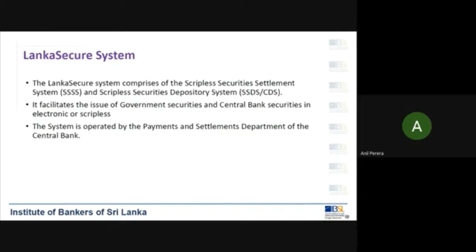At the same time, the Lanka Secure system provides the securities settlement mechanism in Sri Lanka. For example, if you buy a government security, the largest security market in Sri Lanka is the government security market. Right now, government securities are in the form of electronic securities, no papers, no scripts, so you call them scriptless securities. These scriptless security payments and settlements happen through the Lanka Secure system.